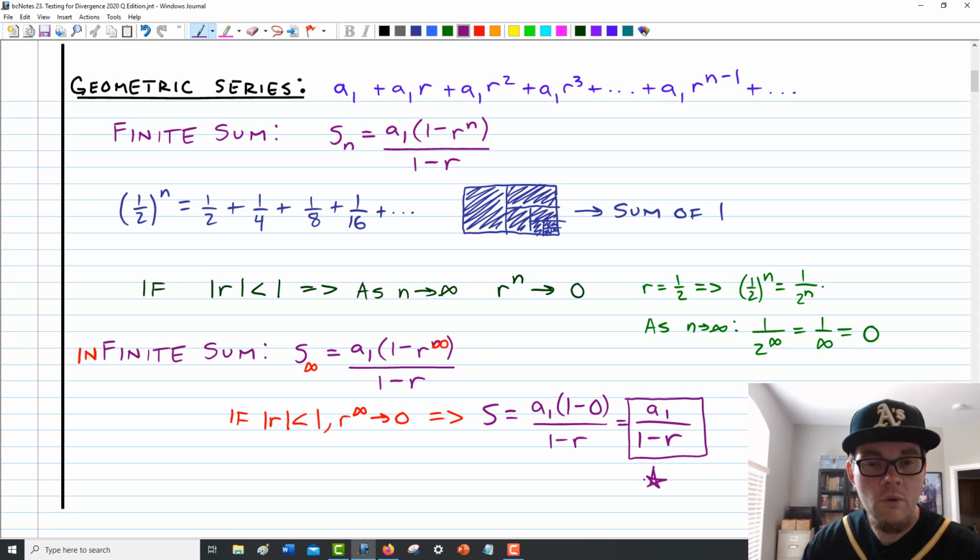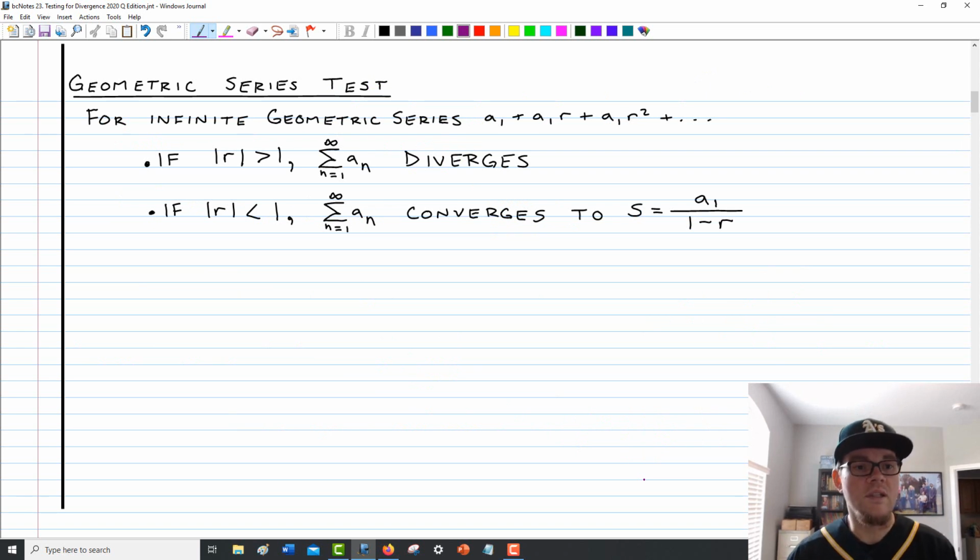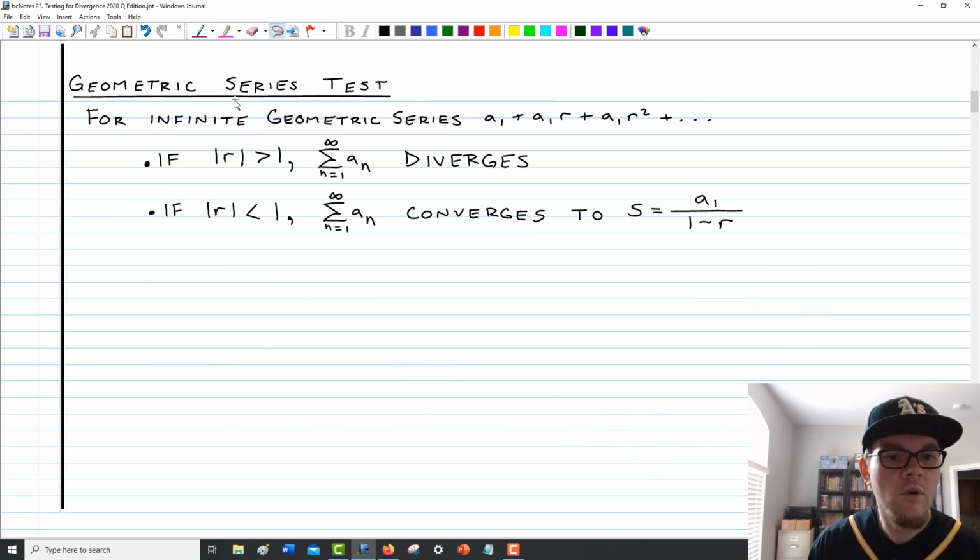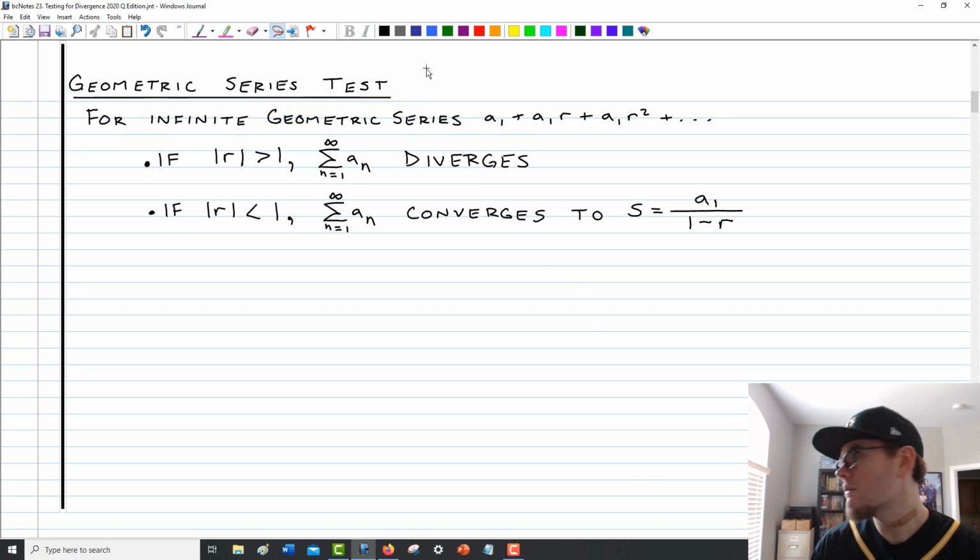So this brings us to what we're going to call the geometric series test. And again, it's one of those corny names because truthfully this is just how we talk about geometric series. We just talk about them as whether or not they converge based on the ratio. But the idea is what you see right here.